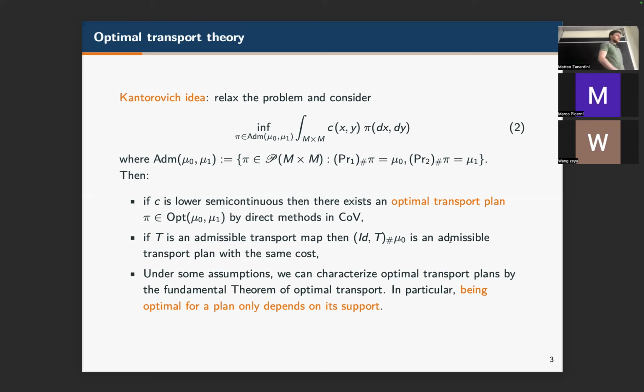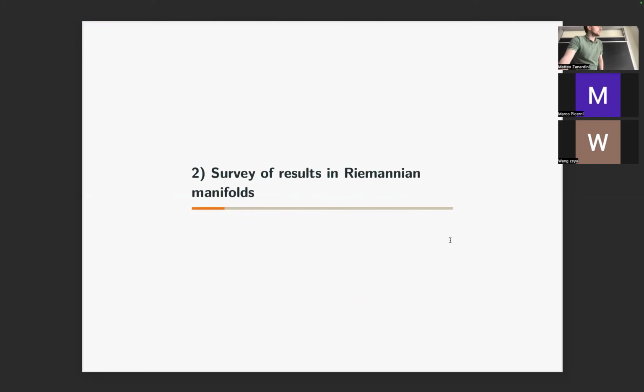Another very interesting property of the Kantorovich problem is that you can characterize completely what the optimal plans are. That is to say, the probability measures that infimize the problem in (2). And it is equivalent for a plan to be optimal to a sort of geometric condition of its support. So optimality only depends on the support of the probability measure, and it is a sort of geometric condition called cyclical monotonicity.